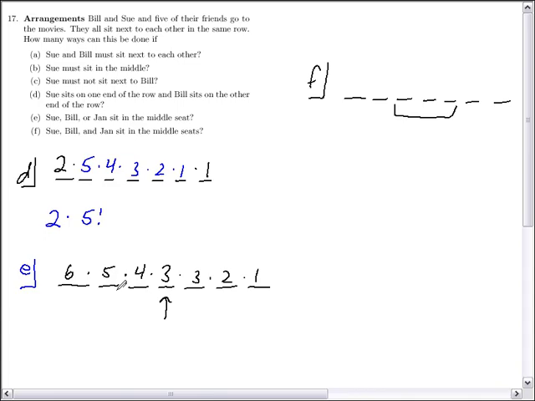So 6 times 5 times 4 times 3 times 3 times 2 times 1. In part F, we want all 3 of these people to be in the middle of that row. So 3, 2, 1. Now, those 3 people are placed in a row. The rest of the group can be anywhere else. So 4 times 3 times 2 times 1. So you got to be careful about the last little bit. In other words, that middle seat or middle seats. They make a big difference. Also, the or and the and also keys in.